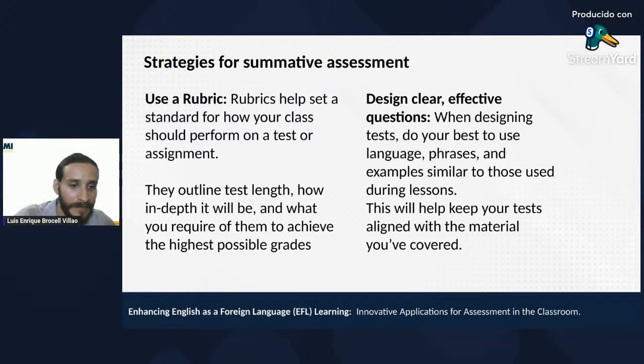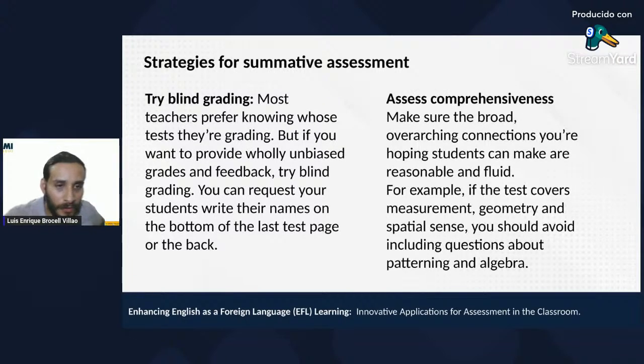Okay, next one. Try blind grading. This is powerful if you take into consideration that most teachers prefer knowing whose test they are grading. We are prejudgmental. For example, oh, this student is one of my favorite students, this is the best student, and we grade like that. When we know the name of the student, we are pretty judgmental. We are not unbiased in this kind of situation.